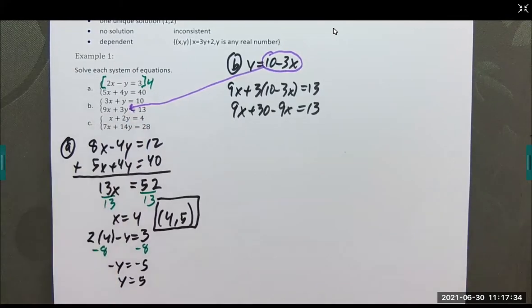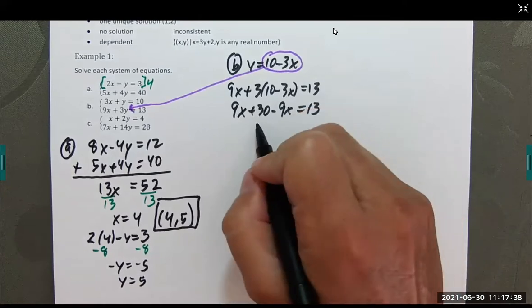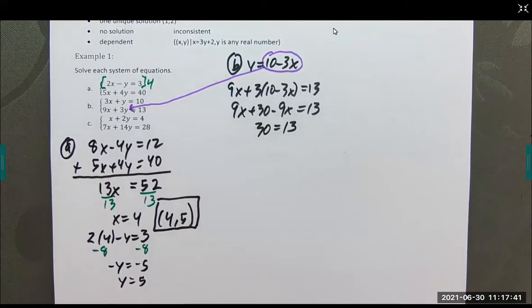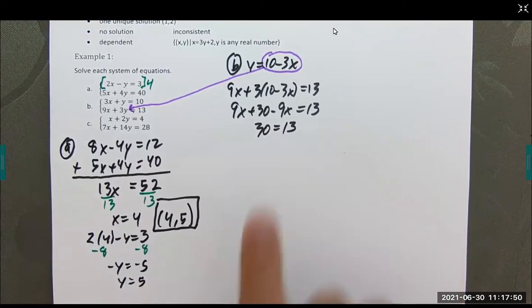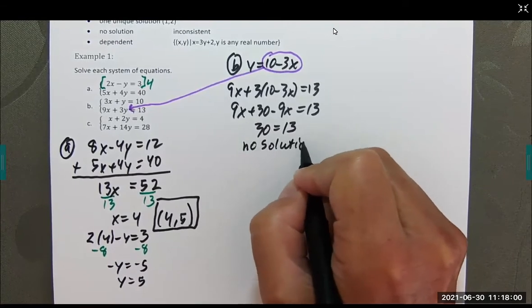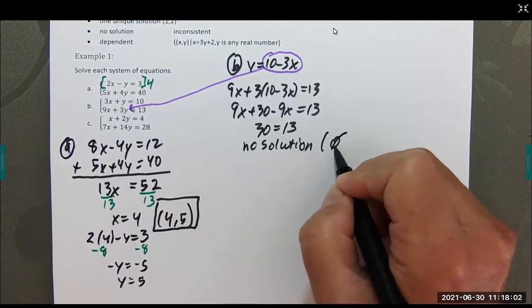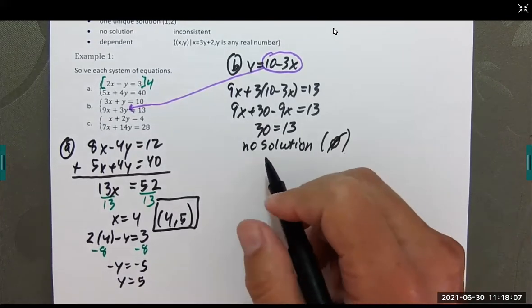And notice what happens here. 9x minus 9x, x's are gone. And we end up with a statement with no variables at all. And what this means for us is that, by the way, this is a false statement. 30 does not equal 13. These are two different values. And so this is the case where there is no solution. Sometimes we use the null set, a circle with a line through it. And this means that they are inconsistent.